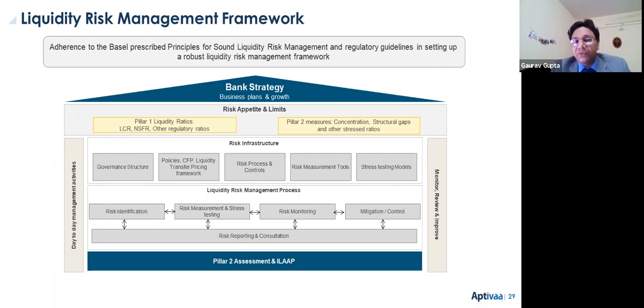And then on the pillar 2 risk, there is the concentration limit, where concentration means the top 10 depositor concentration, or the structural mismatch limit in the liquidity gap limits, or the other stress ratios. So all those come under the risk appetite limit.